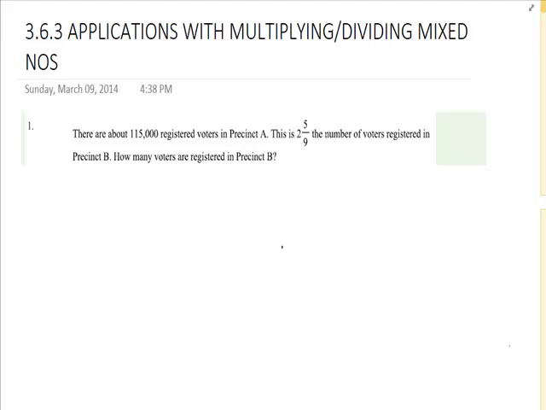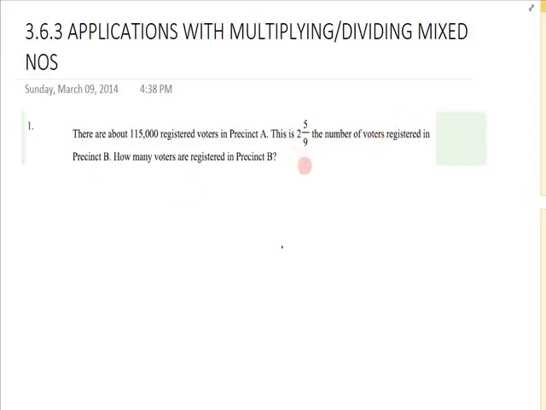All right, let's take a look at just a few problems that involve applications with multiplying and dividing mixed numbers. Remember that sometimes when it says a fraction of something, it means to multiply. All right, the first one says, there are about 115,000 registered voters in Precinct A. This is, meaning this number is, 2 5/9 the number of voters in B.